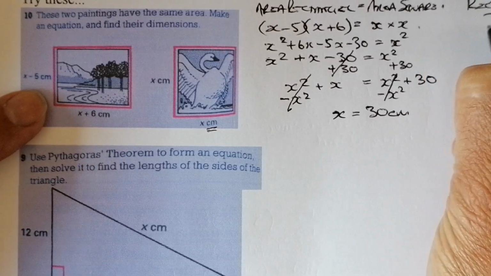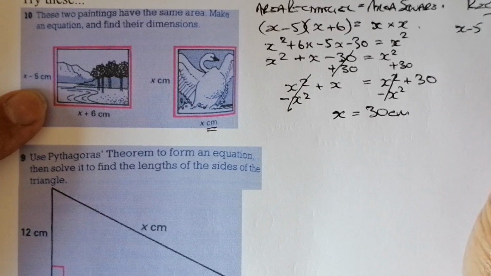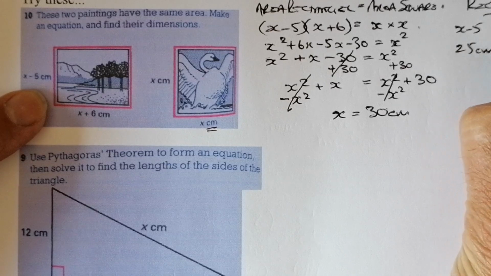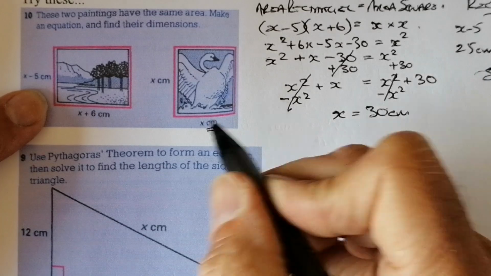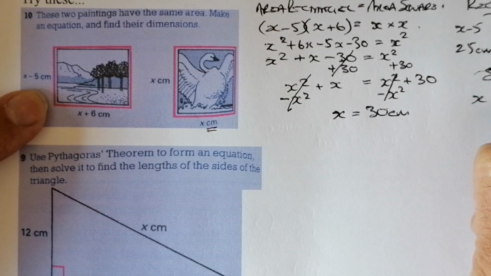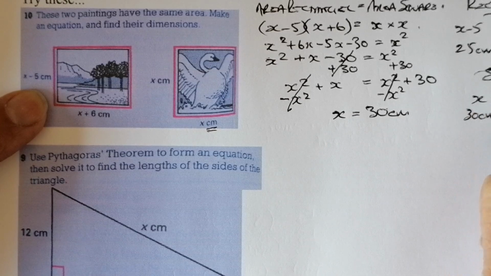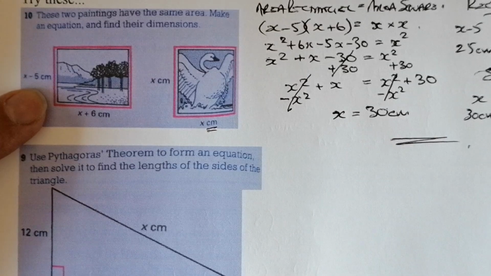The rectangle is going to be x minus 5 by x plus 6. So 30 minus 5 will be 25 centimetres by 30 plus 6, which is going to be 36 centimetres. The square is going to be x by x. So if that's x by x, x is 30, so it's going to be 30 centimetres by 30 centimetres. Okay, that's that question completed as well.